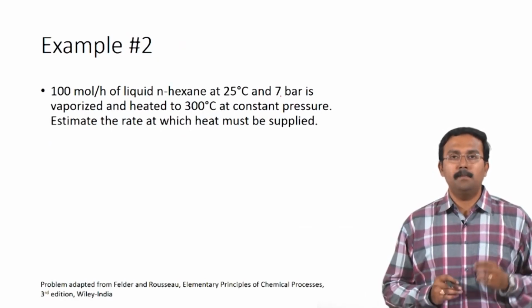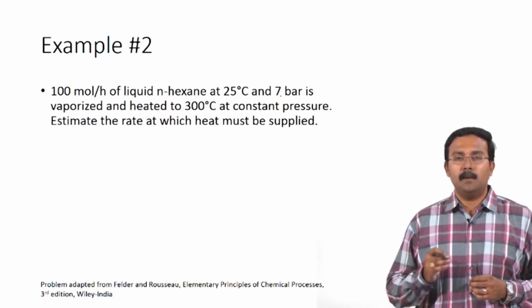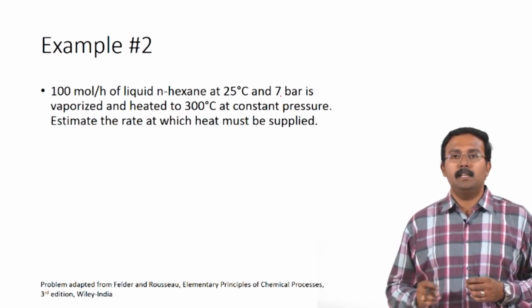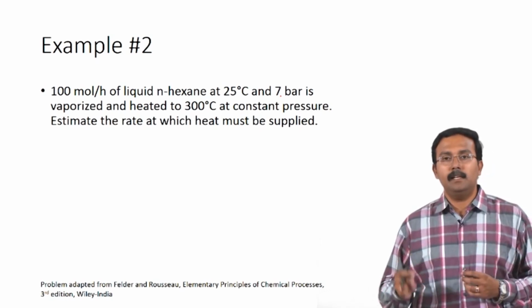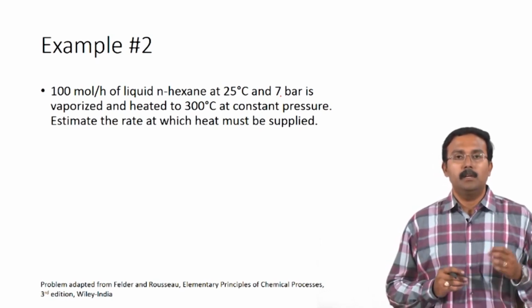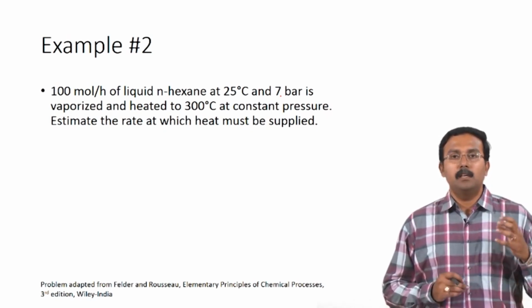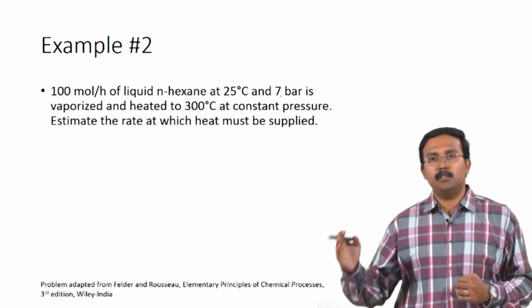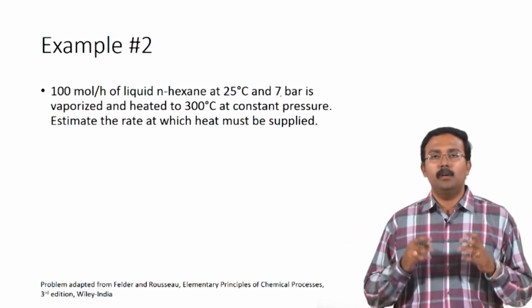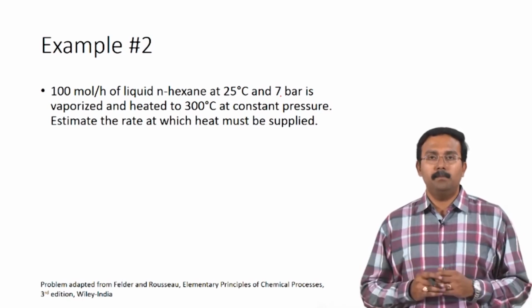Again it is an open system where 100 moles of liquid n-hexane is coming in per hour at 25 degrees Celsius and 7 bar and is vaporized and heated to 300 degrees Celsius at constant pressure. You are asked to estimate the rate at which heat must be supplied. In the real process, it is a constant pressure process where heating is happening from 25 degrees Celsius to 300 degrees Celsius. So, in reality the phase change would be happening at a boiling point associated with 7 bar pressure.